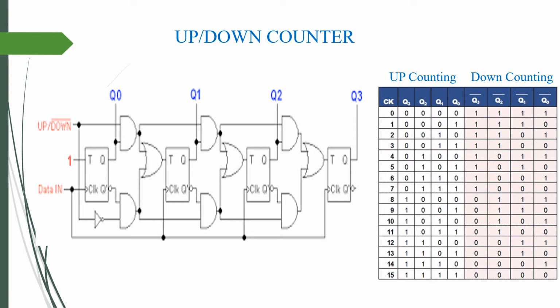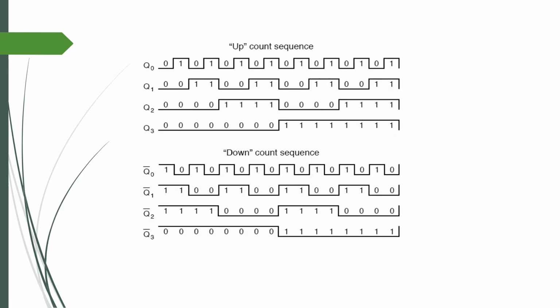When up/down bar is equal to 0, it connects Q0 bar, Q1 bar, Q2 bar to the clock input through gates of respective flip-flops and generates decrementing output. Then it works as down counter. So it is a combination of both up counter and down counter. In the truth table, you can see up counting as well as down counting. This is the timing diagram for up counting and down counting.